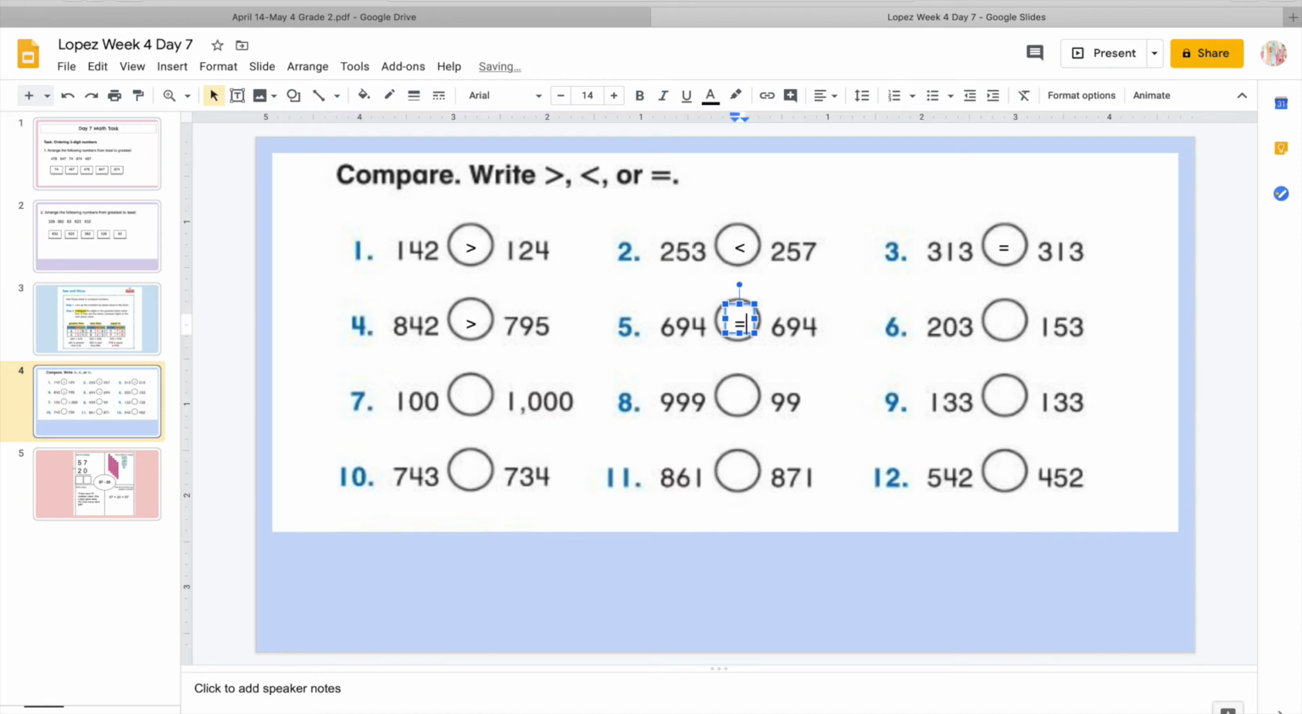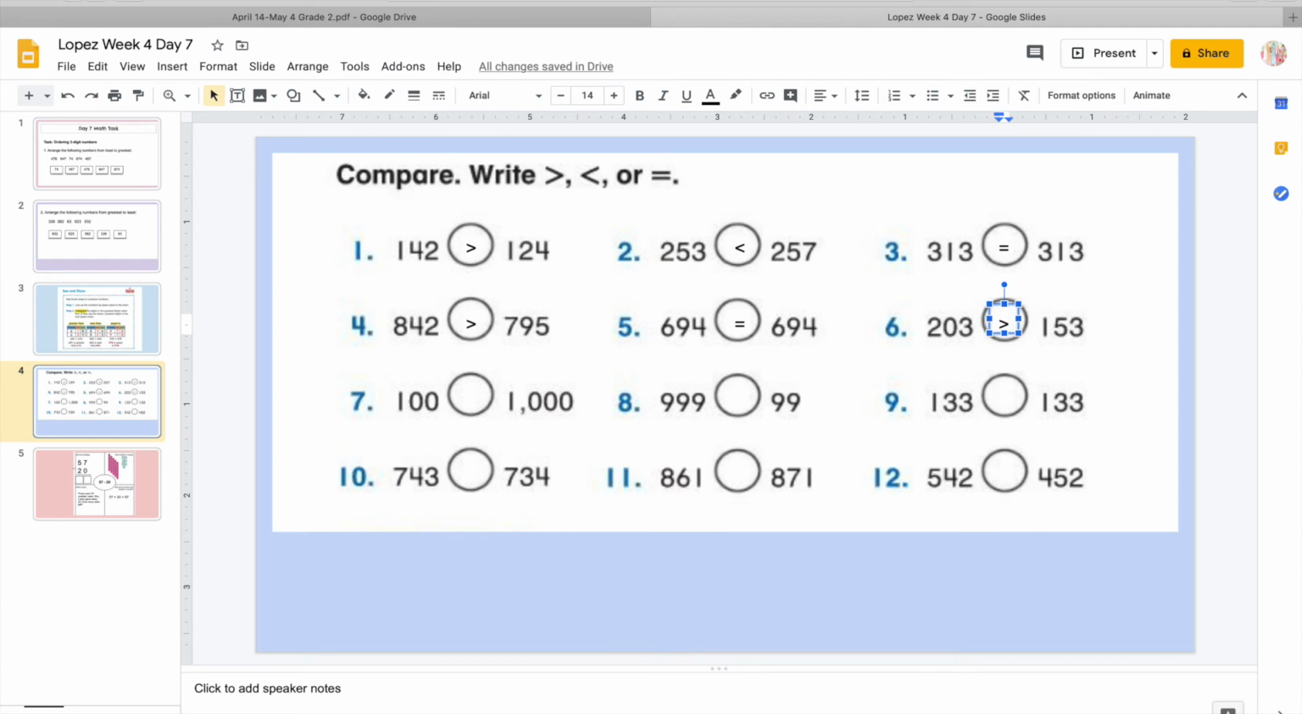For number 6, we have 203, and we are comparing this to 153. We are going to compare the place value starting with the hundreds. We have a 2 and we have a 1. We know that 2 is greater than 1, so 203 is greater than 153. And always remember the greater than symbol, again, remember the alligator video, the alligator mouth is facing the largest number.